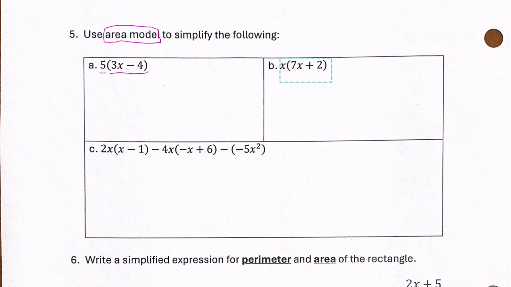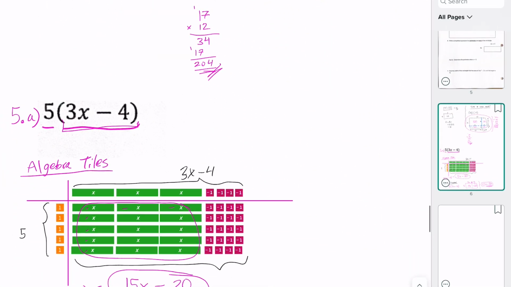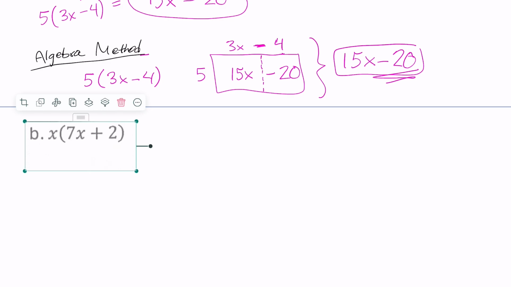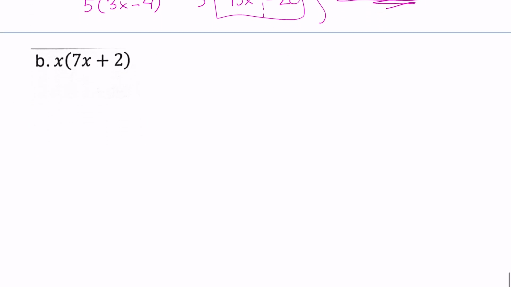Right here is the question. Same idea. I'm going to do this two ways, using algebra tiles and also using the algebra method. So I have x by 7x plus 2. I'm going to do this using algebra tiles first. Okay, so I'm going to draw my little grid here to help me out.